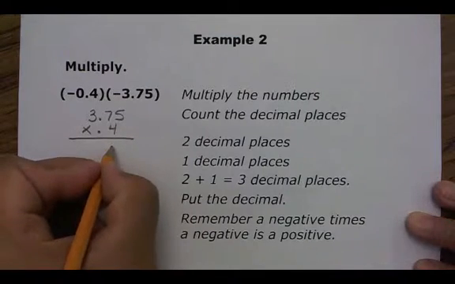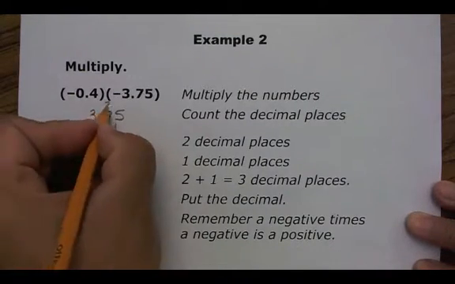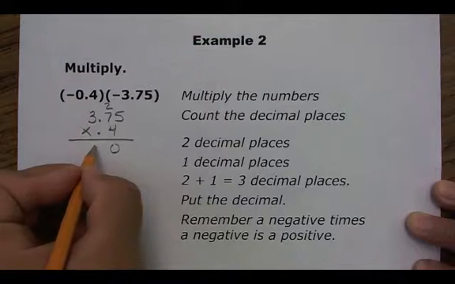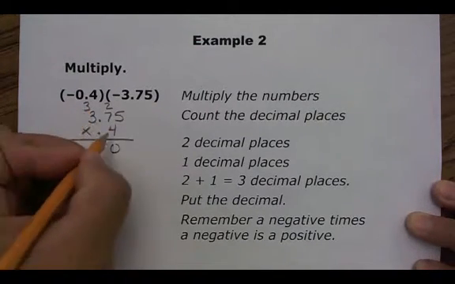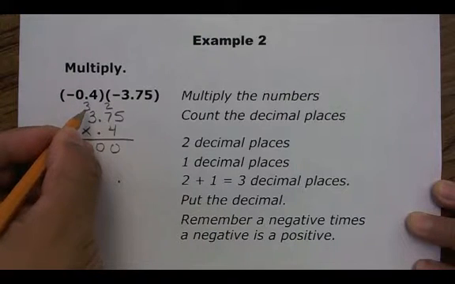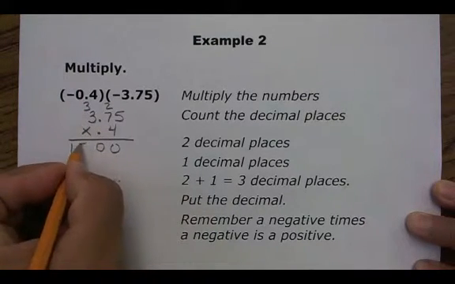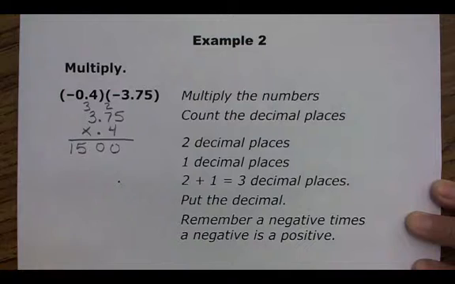4 times 5 is 20, carry the 2. 4 times 7 is 28, plus 2 is 30, carry the 3. 4 times 3 is 12, plus the 3 is 15. So I've done the multiplication without worrying about the decimals. Now I've got to put the decimal point back in.